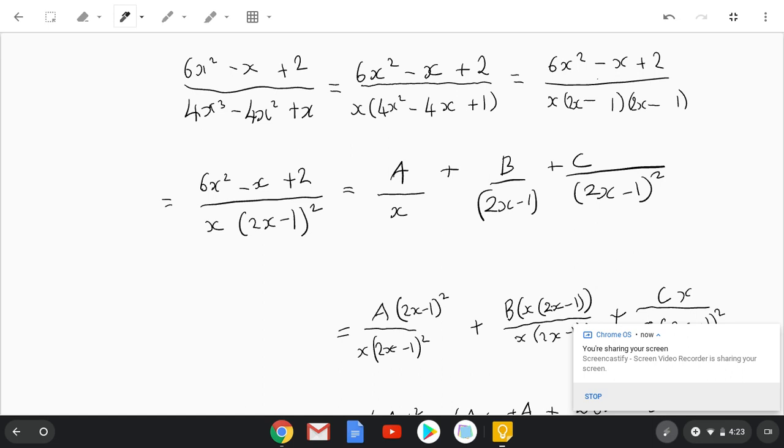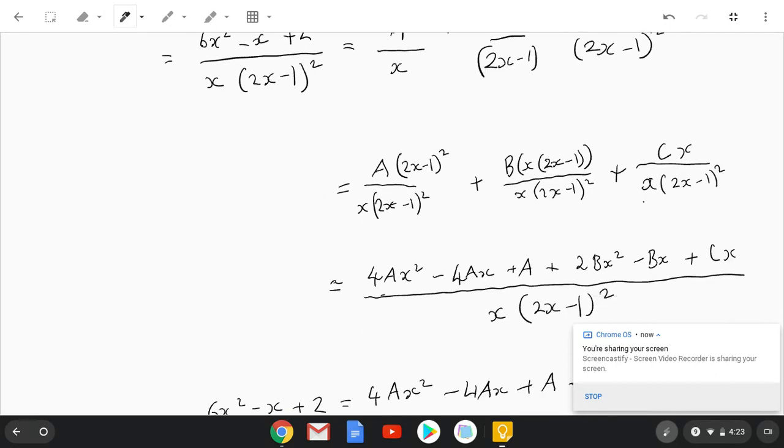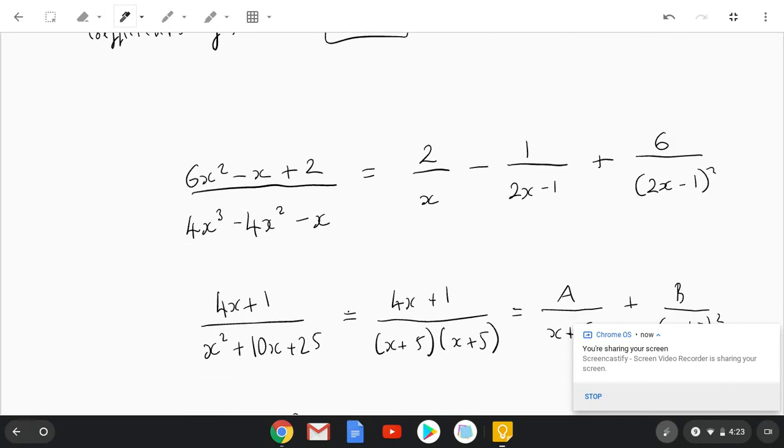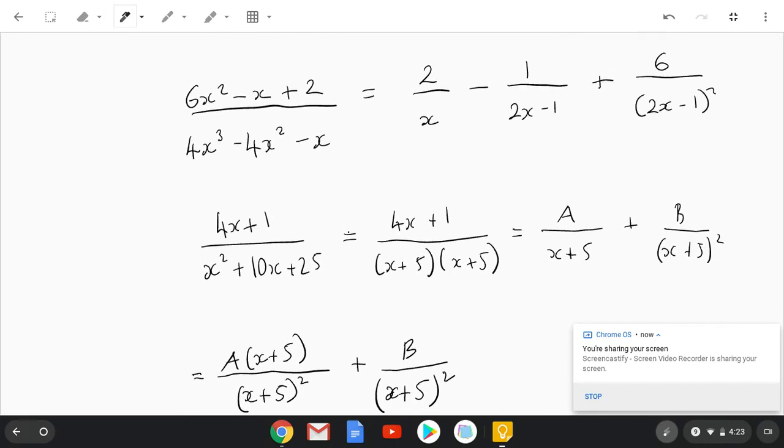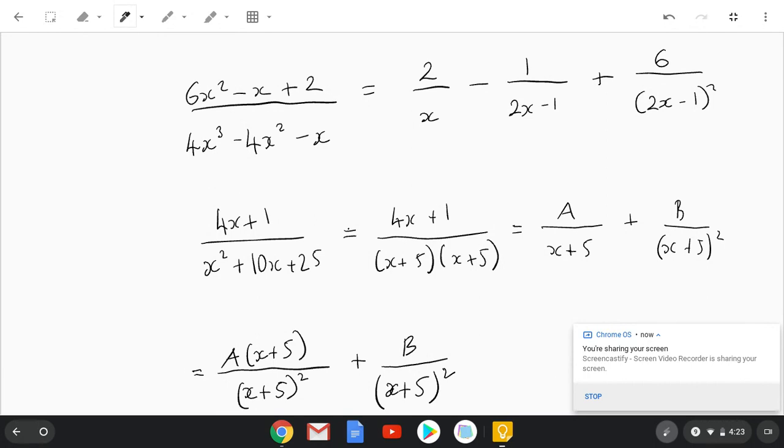Okay, so separating into partial fractions. So I'll do the first one. Let me know if I've made a mistake.